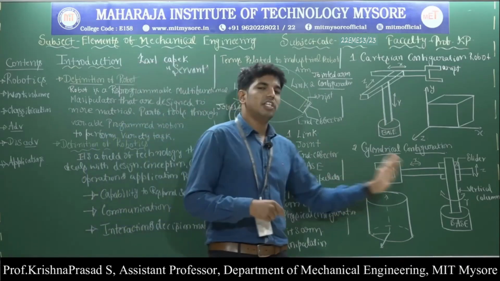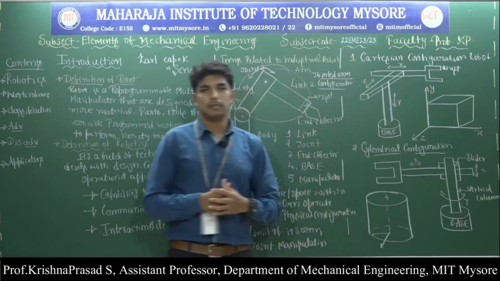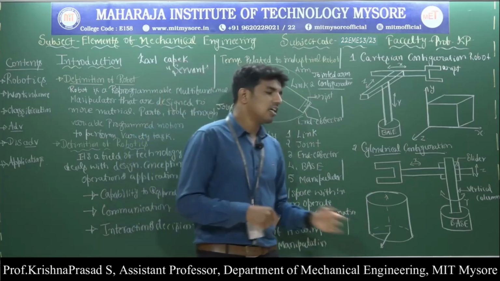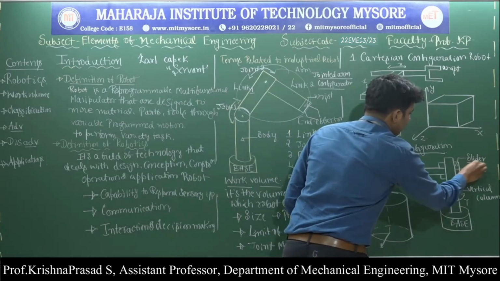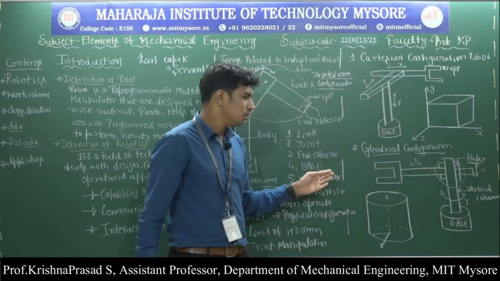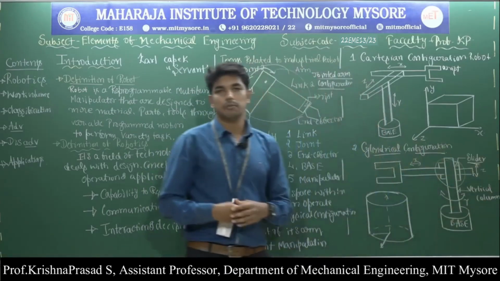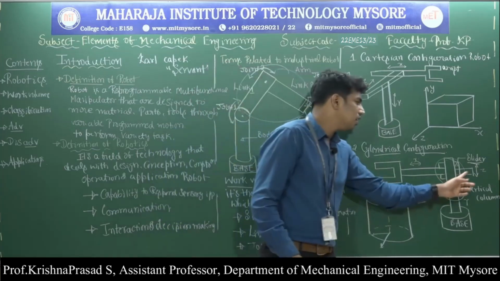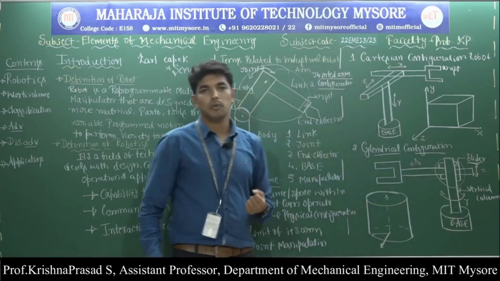Here the motion of this kind of robot traces the cylindrical workspace. It consists of the slider in the horizontal position. Then it contains the vertical column in the vertical position. So what are the two main parts? It consists of the slider in the horizontal position and column in the vertical position.